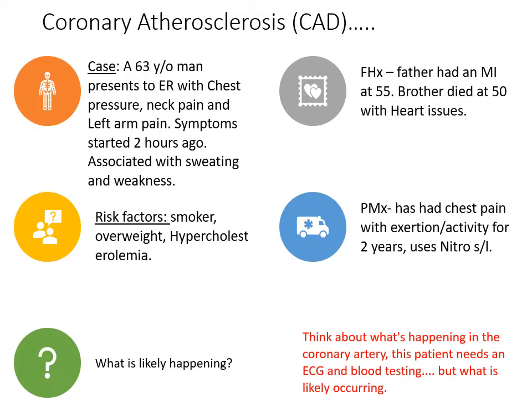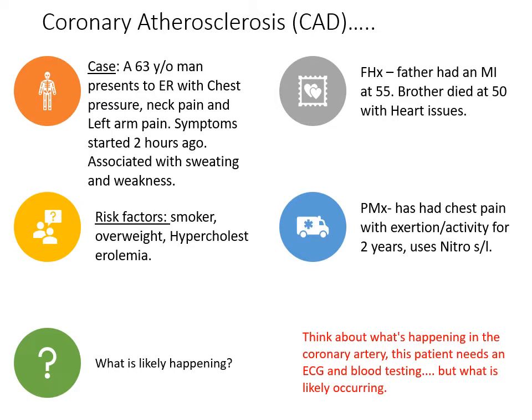His past medical history is that he has chest pain with exertion or activity for the past 2 years and uses nitro sublingual. So that's telling you that he has stable angina in the past. But now it's completely changed, which has prompted him to present to the emergency room. So what's happening in the coronary artery? What do we think is going on?